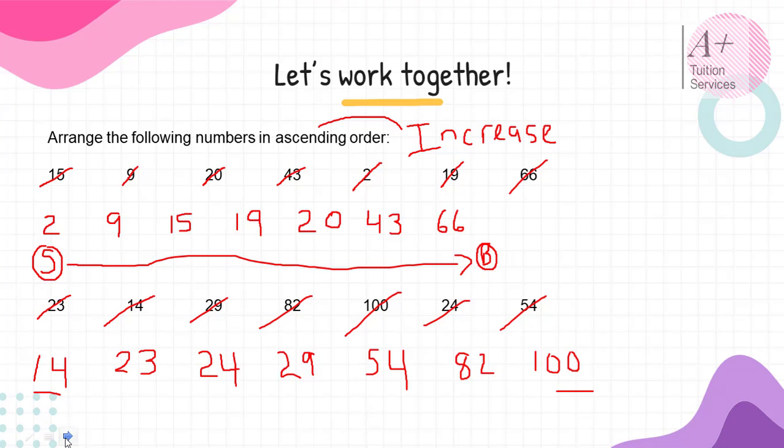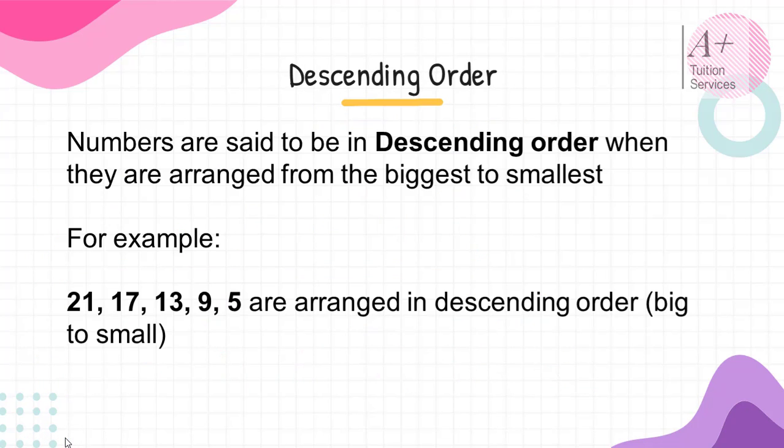Now we'll move on to descending order. And descending order is just like ascending order, except the numbers are now arranged from biggest to smallest. So in ascending order, we put the smallest number first. Descending order is the opposite. We're going to put the big numbers first and they decrease then, okay? So for example, we have 21, 17, 13, 9, and 8.